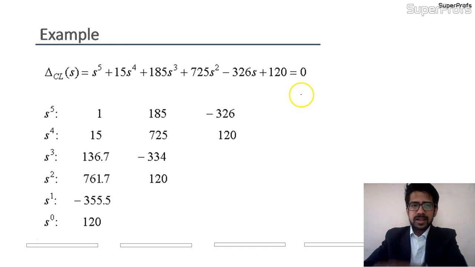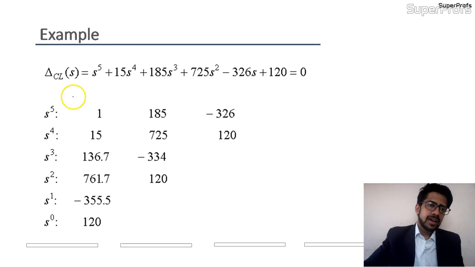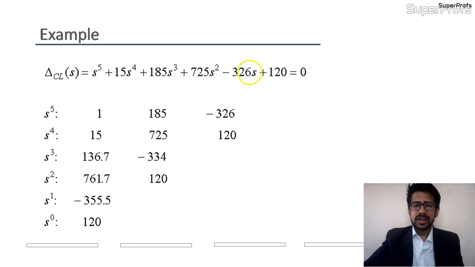Let us take an example of a Routh array. We will have a characteristic equation as s raised to 5 plus 15 s raised to 4 plus 185 s cube plus 725 s square minus 326 s plus 120. As you can see, the signs of each coefficient are not the same. As you have minus 326, we will have to create a Routh array to check the stability of the system.